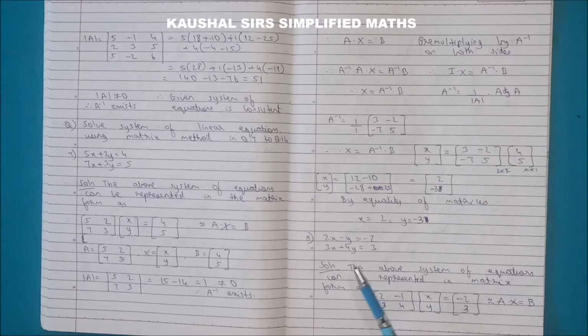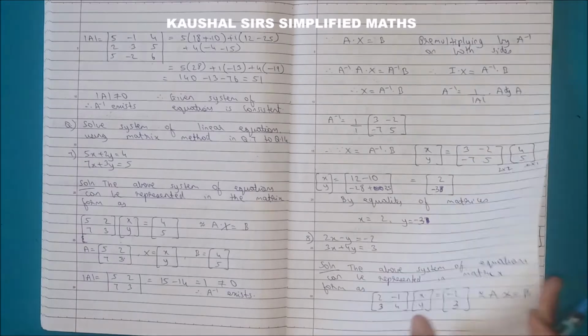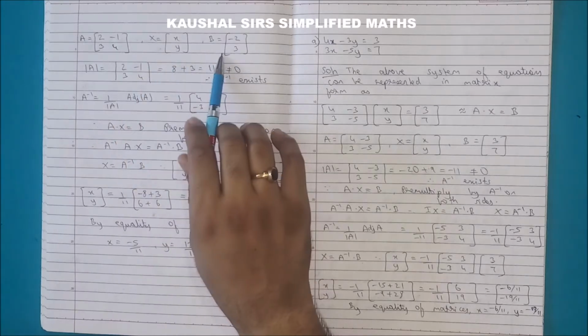Now moving to question number 8. Again two equations are given in 2 variables, so first represent them in matrix form. So in the first matrix we are going to get your 2 minus 1 3 4. Is it understood? Then we write the matrix X and then the matrix B. So we have got A, X and B.